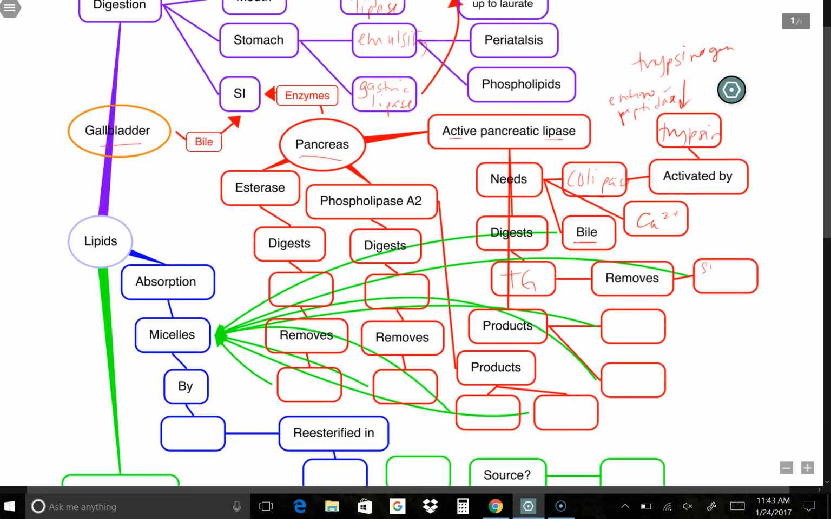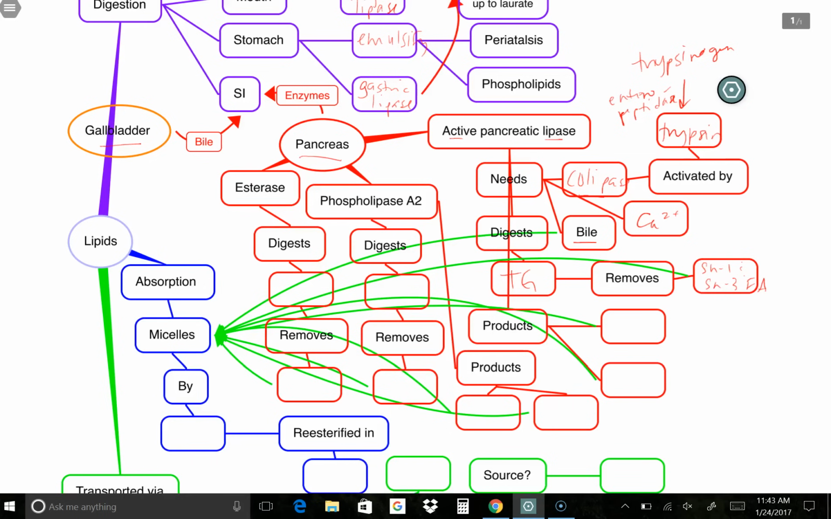Our pancreatic lipase, once it is active, it's able to digest triglycerides, and it's going to remove the SN1 and SN3 fatty acids. It does not matter the chain length. It can remove short, medium, or long chain fatty acids from the first and third position. It cannot digest the second.